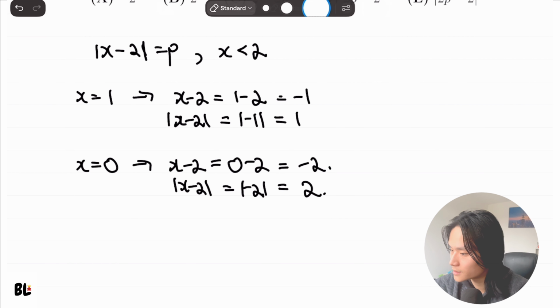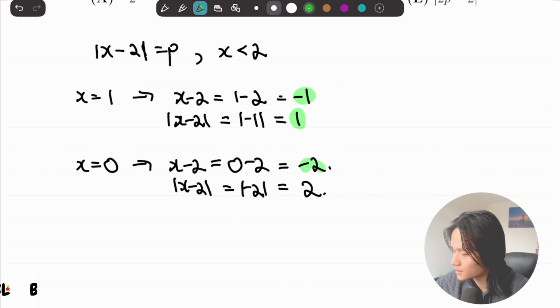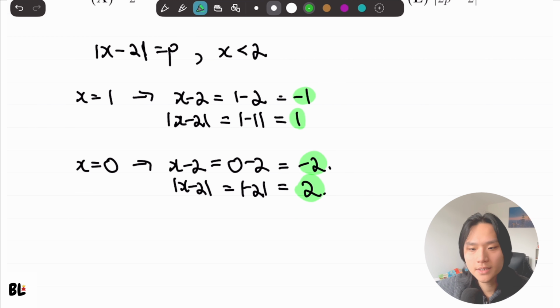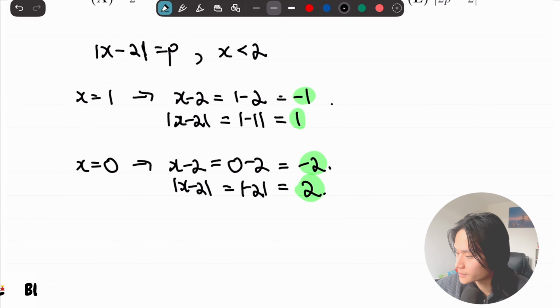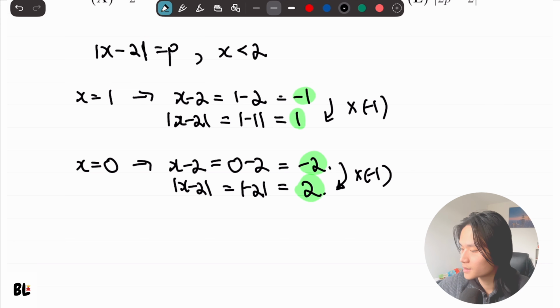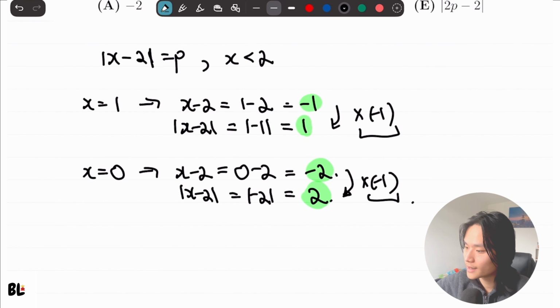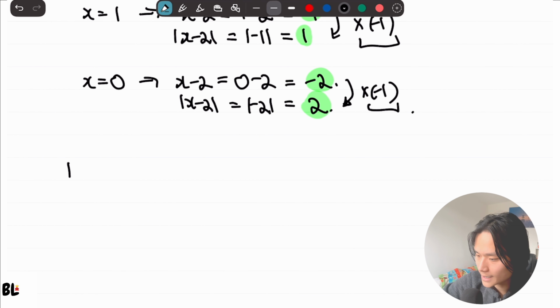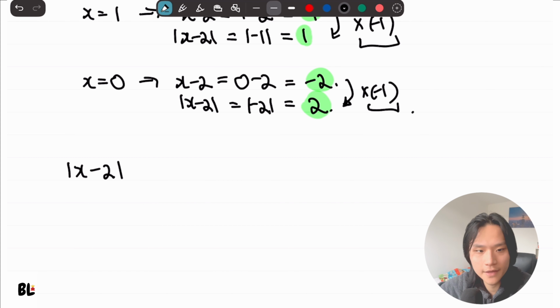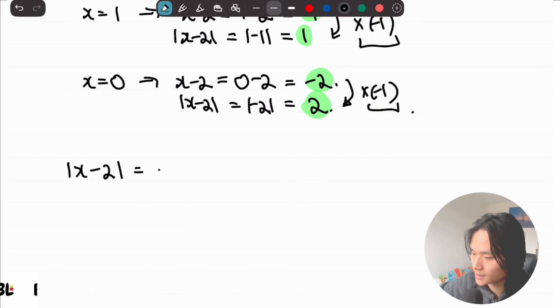Now let's take a look at the values here. What's an operation that we can use to turn minus 1 into 1 and minus 2 into 2? Well, that is multiplying by minus 1. And that's the most important part, because we know that x must be smaller than 2. So the absolute value of x minus 2 is actually the negative of x minus 2.